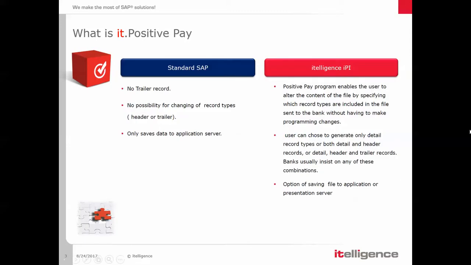This is just a little bit of a summary of the difference between the two solutions. Standard SAP, no trailer, no ability to manipulate that output. In other words, it requires a developer to make any changes. The solution from Intelligence allows the user or the business to own what that output looks like for this particular file for the particular bank, as well as saving that to an application server or to your PC.